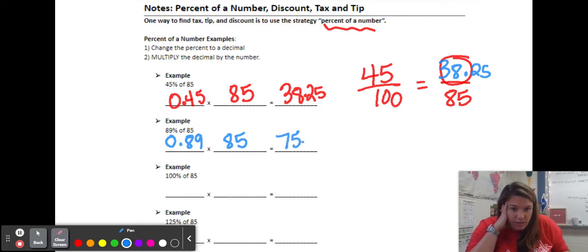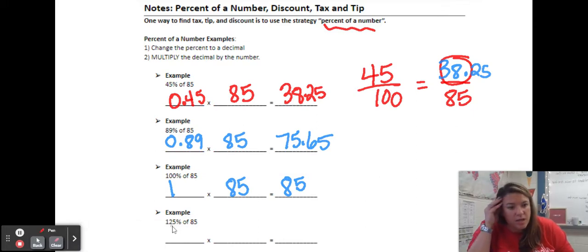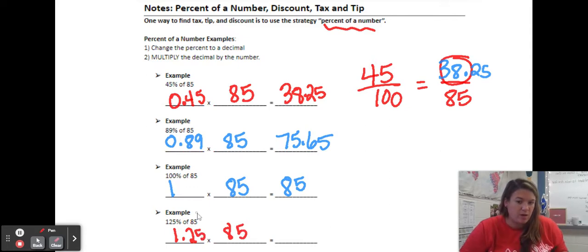75.65. So I'm turning my percent into a decimal. That's 1 times 85, and 100% of 85 is 85. I'm turning my percent into a decimal and multiplying it, because that's what of means in multiplication. You're just finding a part of a number. So let's turn 125% into a decimal, 1.25. So this one is going to be more than 85, right? Because it's more than 100% of 85.